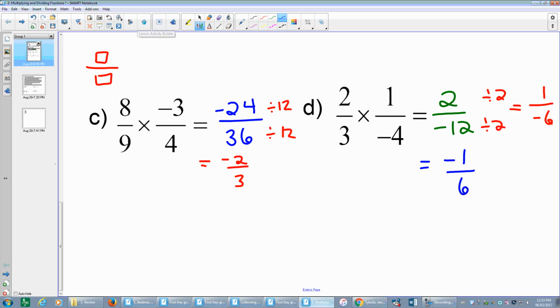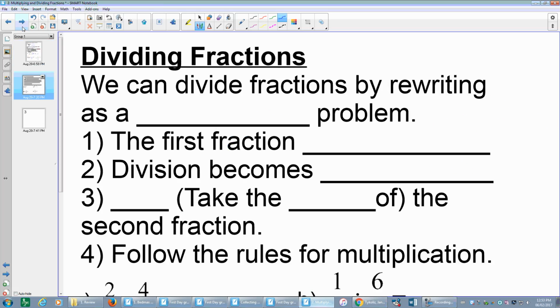Okay, so now we're going to go into the next operation, which is dividing fractions. We can divide fractions by rewriting as a multiplication problem. Okay, so it's actually kind of weird. We don't actually divide our fractions together. We actually end up multiplying by what we call the reciprocal. So I'm going to go through the steps for this.